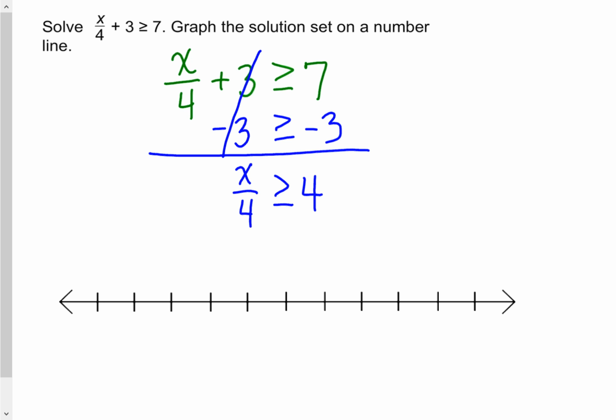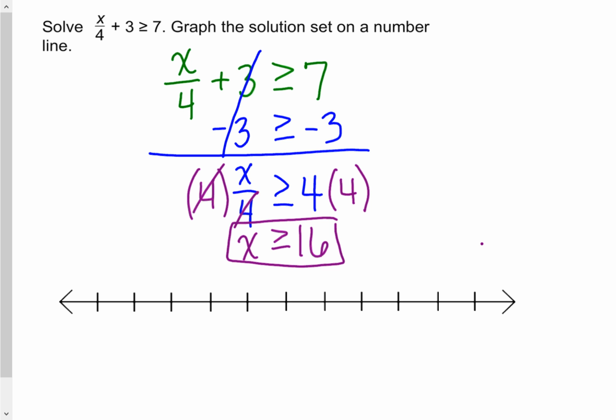Now we're going to say, well, x is being divided by 4, so the inverse would be to multiply by 4 on both sides of the inequality. Notice I showed my multiplication using parentheses. Okay, so the 4 divided by 4 cancels out to 1, so x is going to be greater than or equal to 16. Okay, so what I'm going to do is I'm going to graph this.